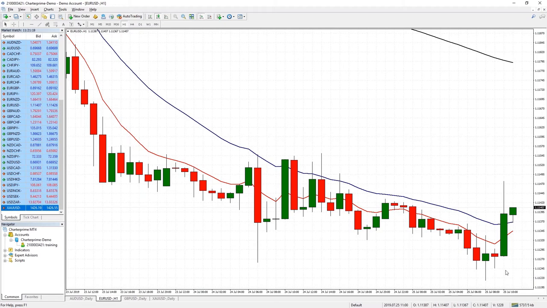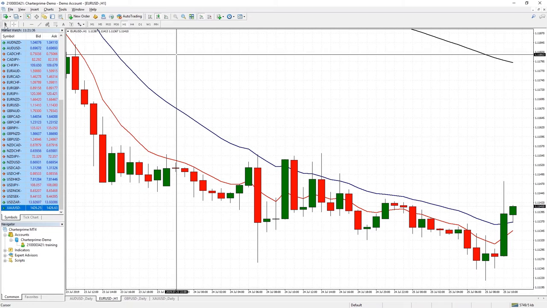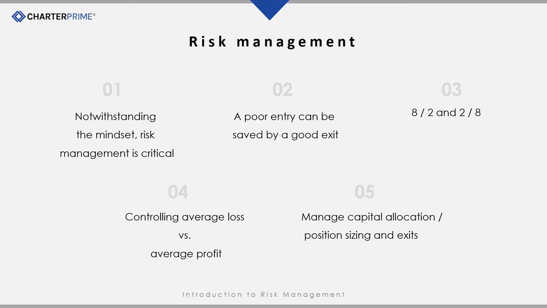And I put my exit down here, somewhere at 111.11, something like that, a little bit further down, a 30 pip stop, that's it. And so whatever happens after that, I'm saved, right? It could be the worst entry, but it's saved by just having a good solid exit in place. And that's what I mean by, a poor entry can be saved by a good exit.